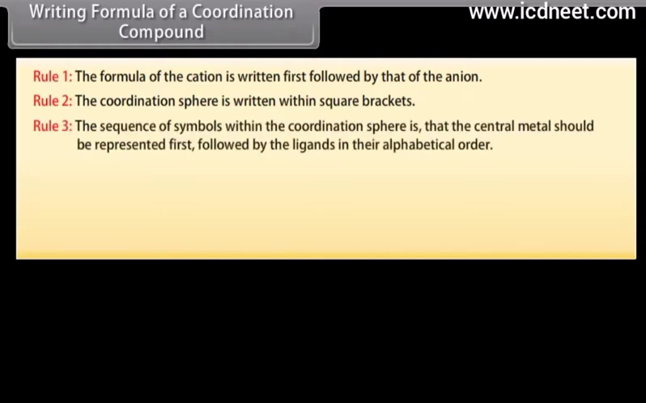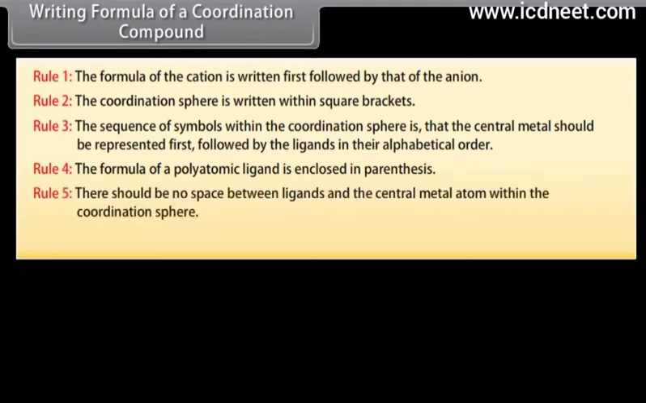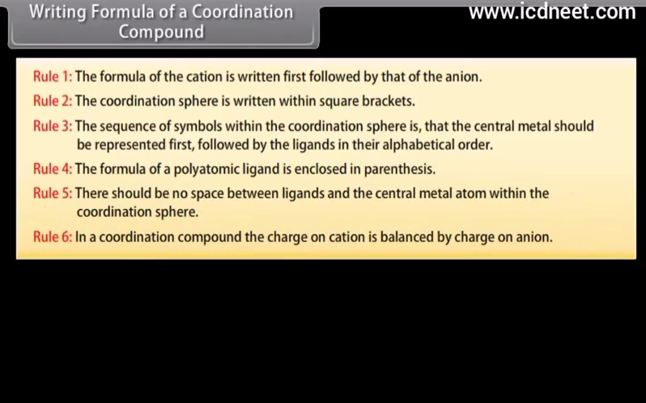Rule 3. The sequence of symbols within the coordination sphere is that the central metal should be represented first, followed by the ligands in their alphabetical order. Rule 4. The formula of a polyatomic ligand is enclosed in parentheses. Rule 5. There should be no space between ligands and the central metal atom within the coordination sphere. Rule 6. In a coordination compound, the charge on cation is balanced by charge on anion.